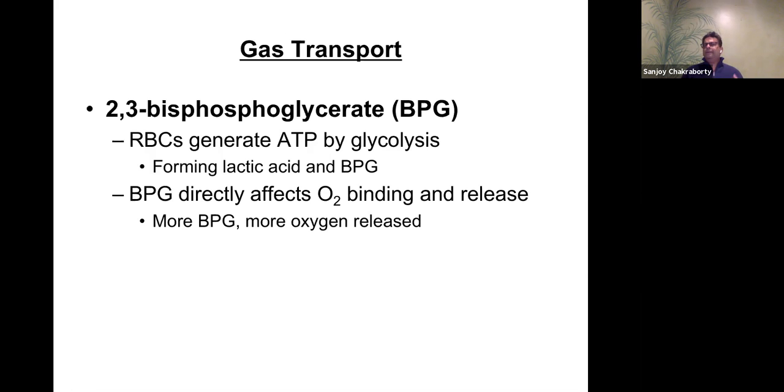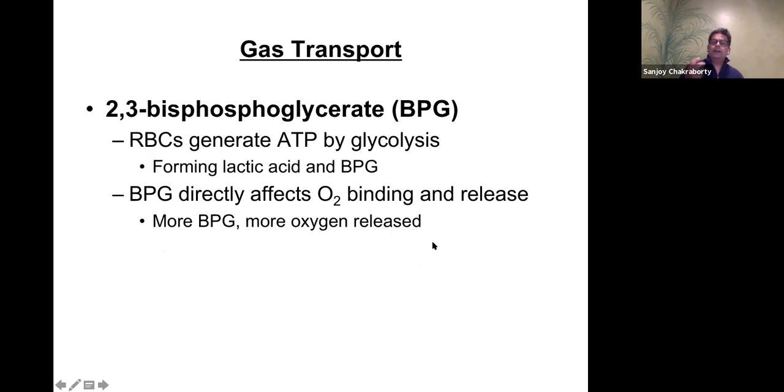So RBCs don't have mitochondria. They always do anaerobic respiration. I think you learned that in ANP1. So they break down glucose to pyruvic acid molecules, and during that process, they generate BPG. So they are directly related. How are they related? More BPG, more oxygen released.